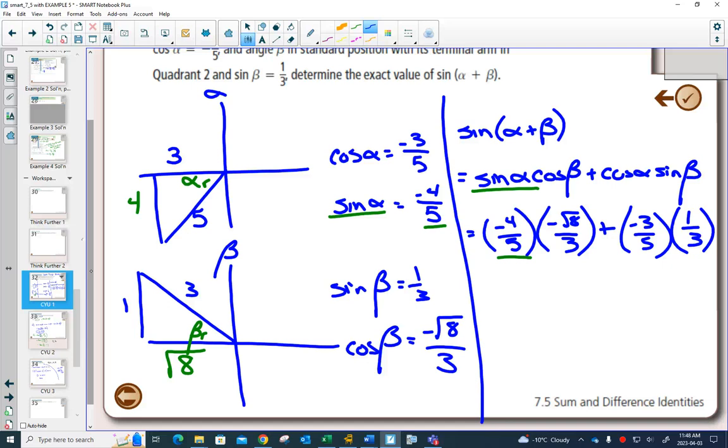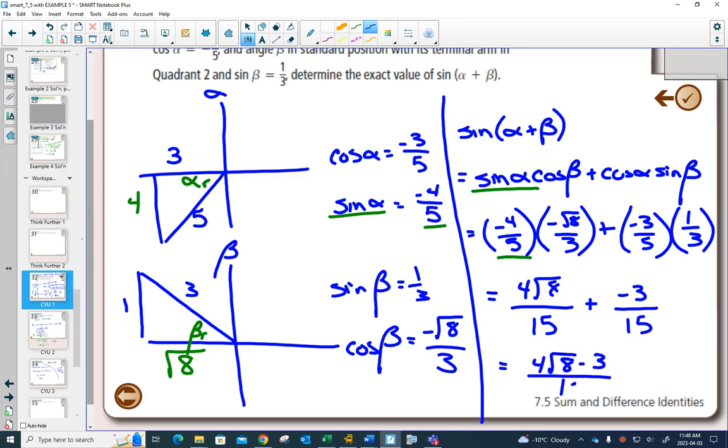And to write this as a final answer, we always need to write our answers as a single fraction. So if I multiply these together, the bottoms will be 15, the tops will be +4√8. Multiply the tops here, I'm going to get -3/15. I have a common denominator, so my final answer for this question will be 4√8 - 3 all over 15.